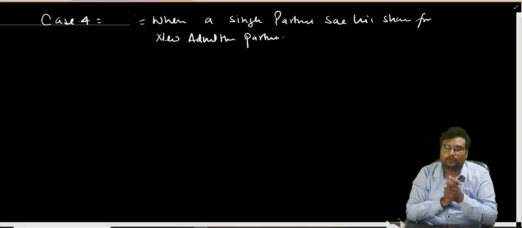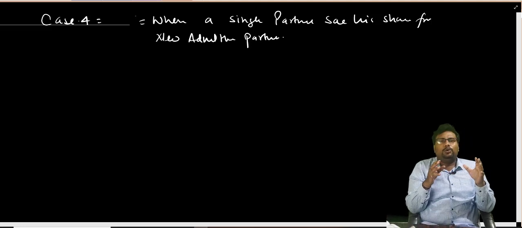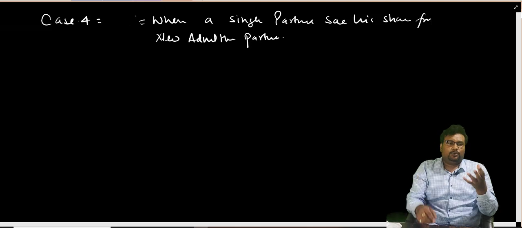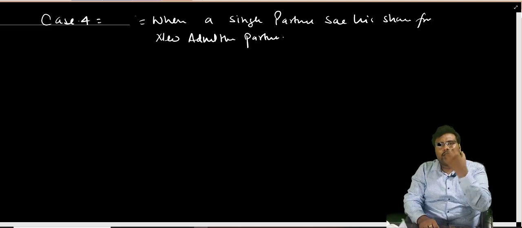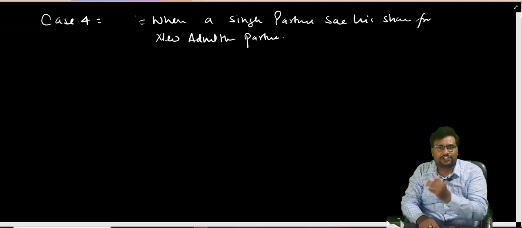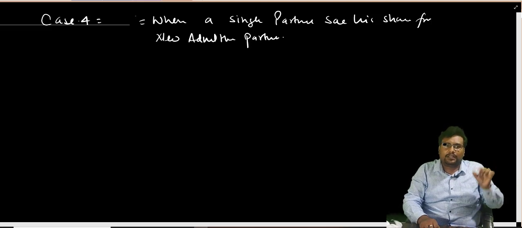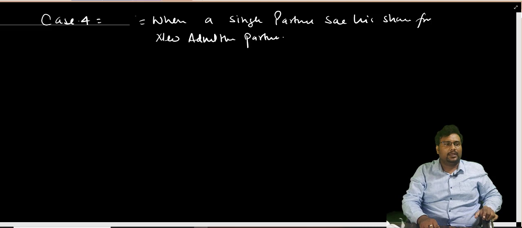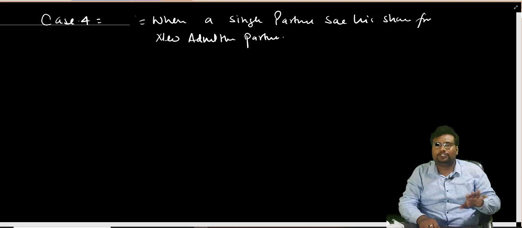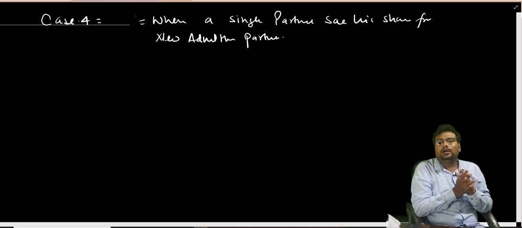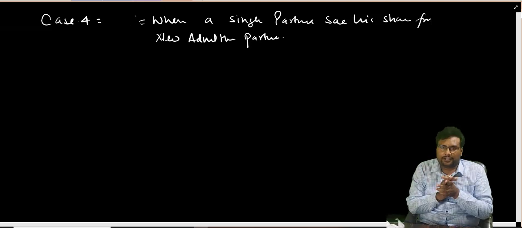In this particular case, no rocket science is there. It is a very simple case. Suppose A is admitting D and giving 1/4 share. So whatever A's share is, that will be deducted by 1/4, and the rest of the partners' shares will not change because they are not sacrificing anything for the new partner D. So just proceed to the question and see that.